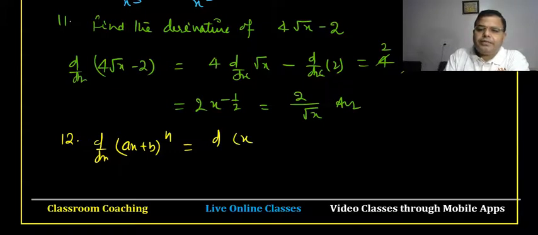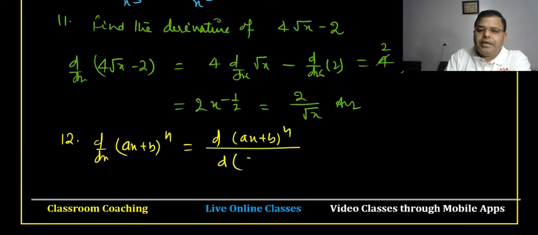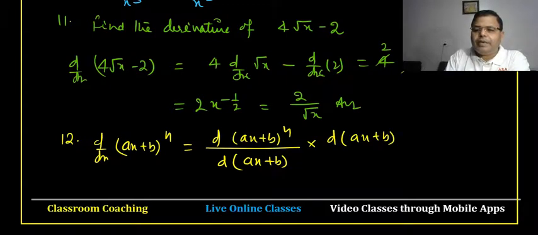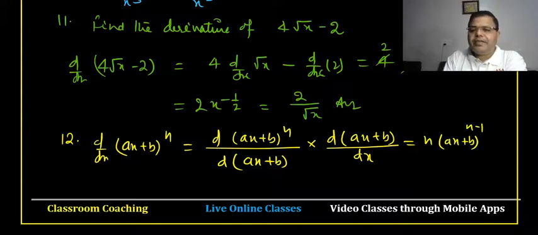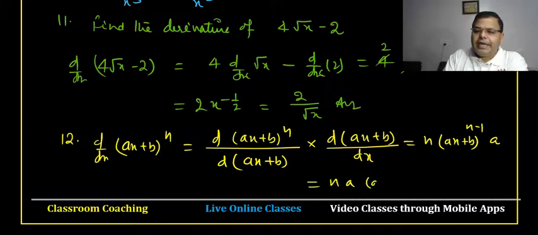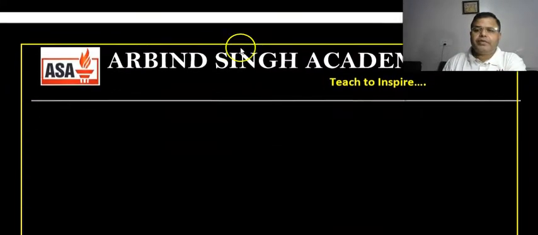I can use the formula like (ax plus b) whole to the power n. If there is ax plus b in the denominator also, then we can apply the formula. Since we had divided by this, we can multiply by this, and this dx will be there. Now this can be applied as the formula n (ax plus b) whole to the power n minus 1, using the formula d by dx of x to the power n. And here the derivative of ax will be a only, and the derivative of b will be 0. So the answer is n a (ax plus b) whole to the power n minus 1. This is question number 12. I hope you got it.